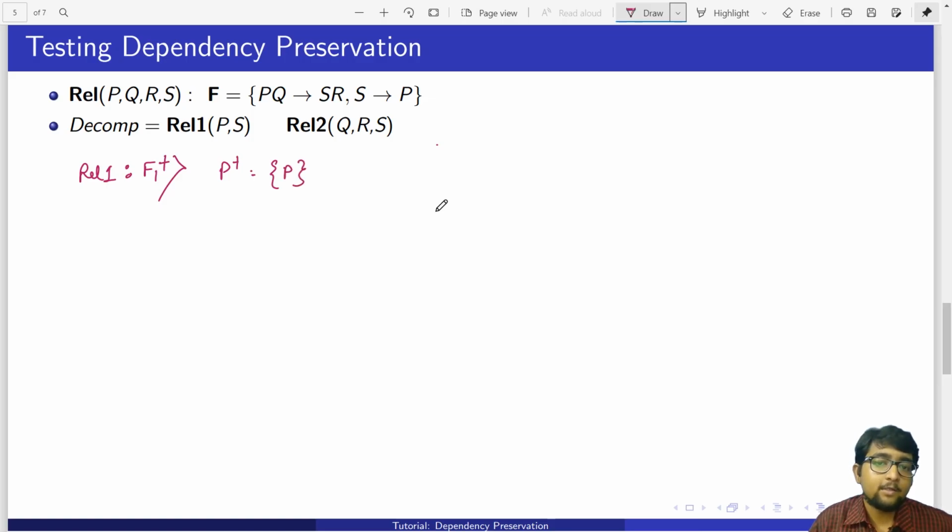Mind it, we cannot take S or R, we cannot take P goes to S because we have a Q over here. Without Q you cannot use this, although we have a P you cannot use that. Okay, so P plus will be P and S plus will be, because in relation 1 we have only P and S, so we will only check that. S plus will be P and S, that is trivially there. So using this dependency we can see.